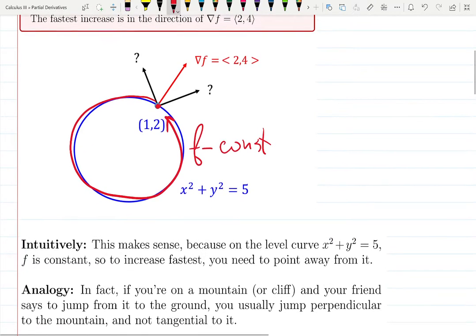Analogy, it's interesting. If you are on a mountain or a cliff and your friend tells you to jump from it, you're not supposed to, but okay. If you're a true friend, you will jump. You usually jump perpendicular to the mountain, not tangential. That's the word, tangential to the mountain. So here's the cliff, and you're like, jump. Okay, let's be positive. There is a lake there, okay? Then you just want to have fun.